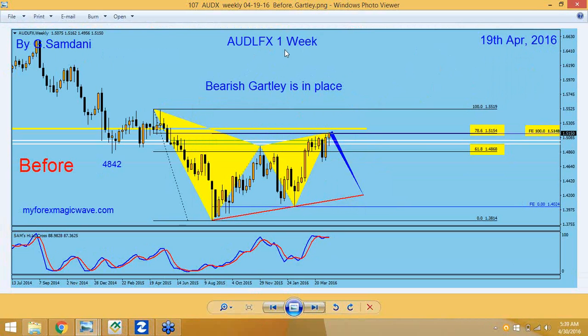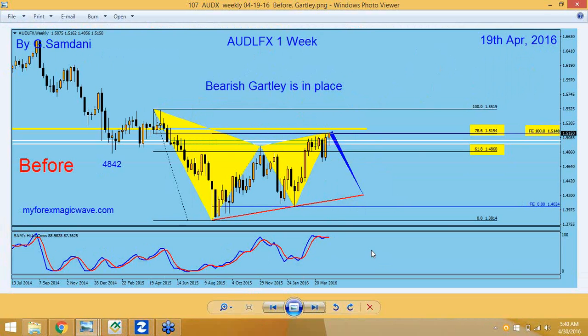So the index going down means Aussie dollar will get weaker, and if it gets weaker, any pair that has Aussie dollar on the right hand side will go up, and any pair where the Aussie dollar is on the left hand side will go down. For example, Aussie yen will go down while Euro Aussie and Pound Aussie will go up. So based on this chart and some other factors, but this was the key.